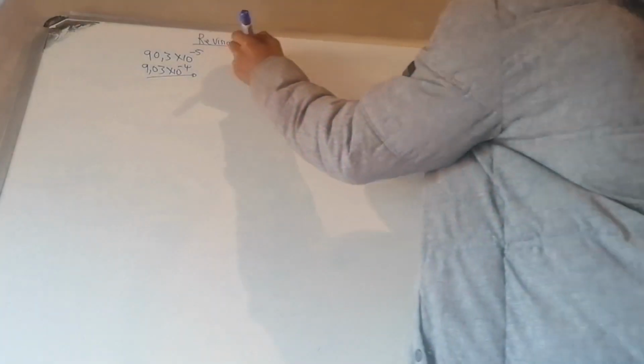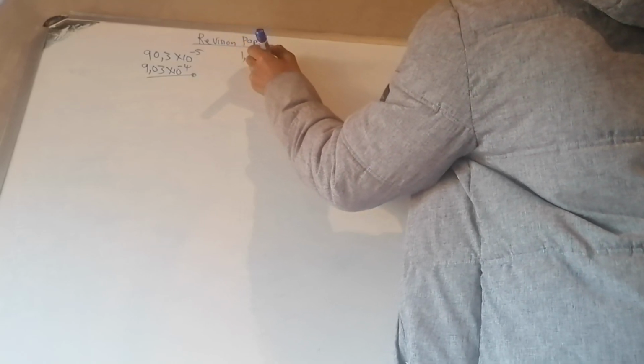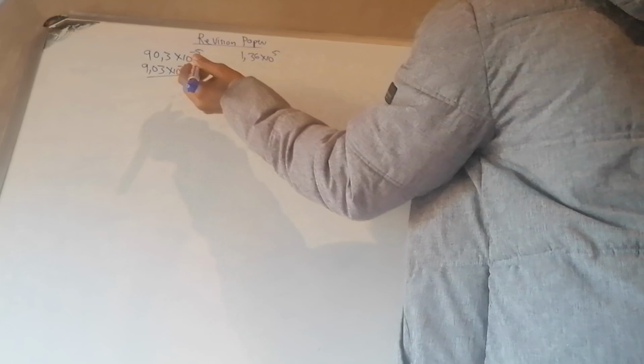Another number you can be given is 1.36 times 10 exponent 5. This is already in scientific notation. You don't have to change that. It is already in scientific notation.